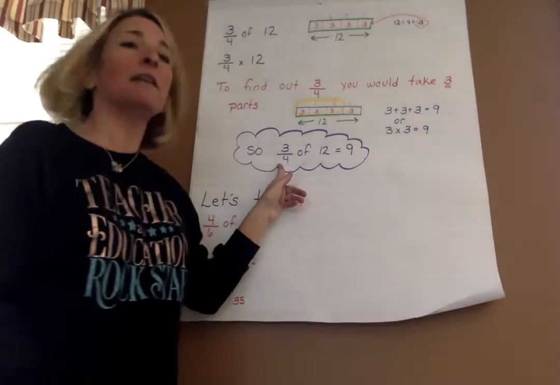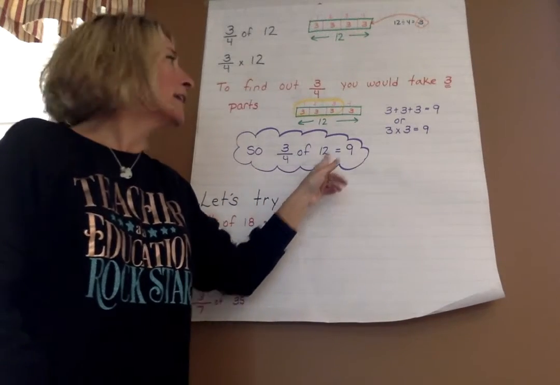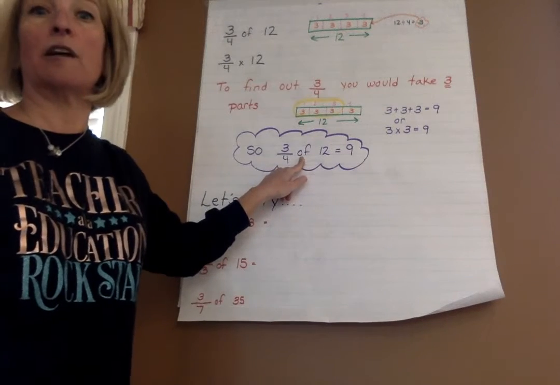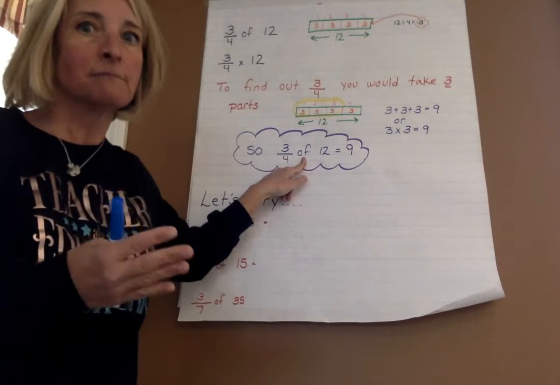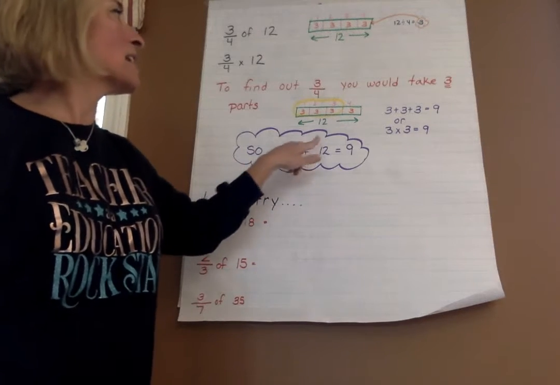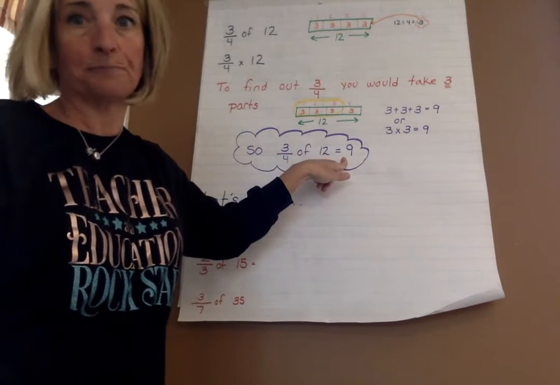So what does that mean? 3/4 of 12 equals 9. That's how I'm going to word it. And don't forget, this word "of" means multiply. You're right. So this is 3/4 times 12 would equal 9.